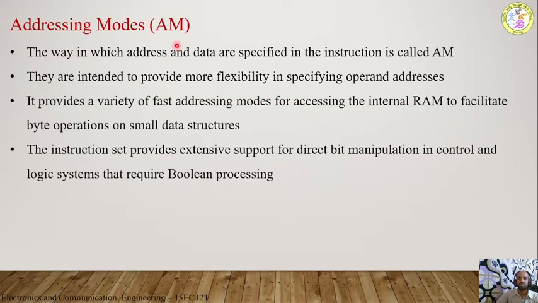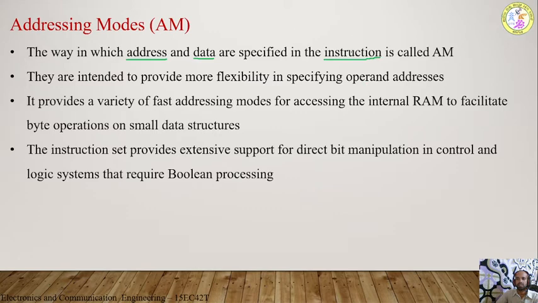So first of all we shall define what we mean by addressing mode. The definition of addressing mode is that the way in which the address and data are specified in the instruction is called the addressing mode. How are we going to mention the data as well as the address? How to mention the address as well as the data in an instruction.